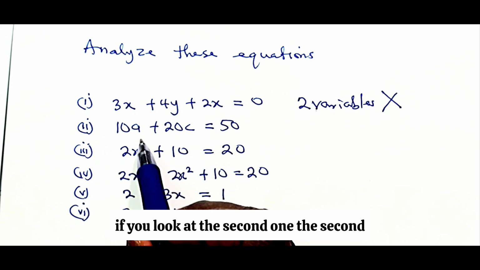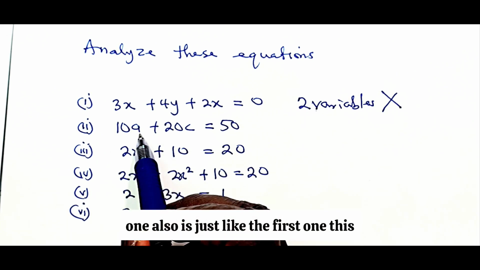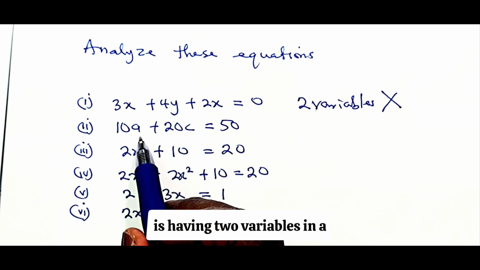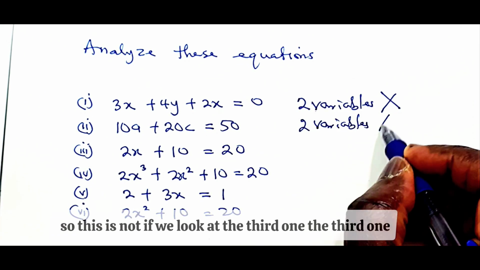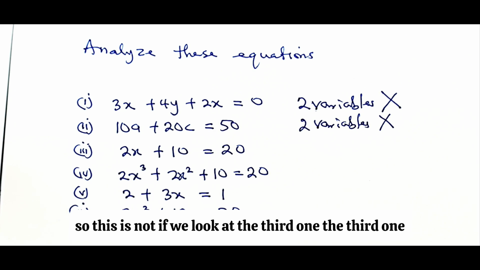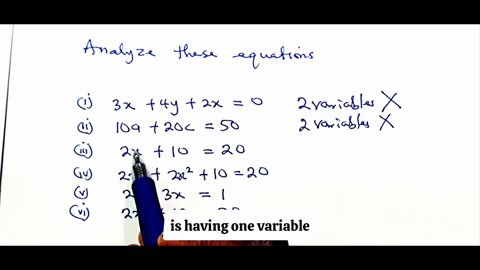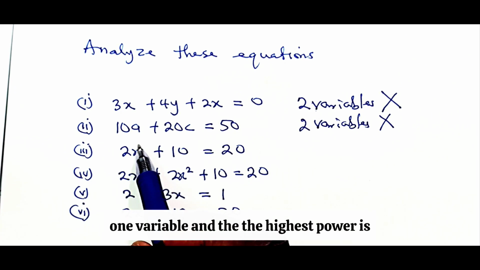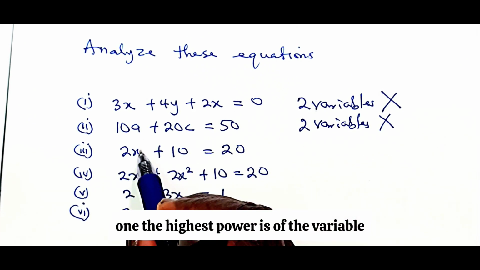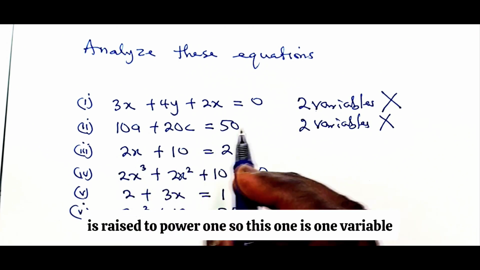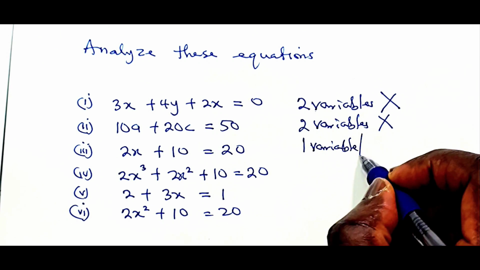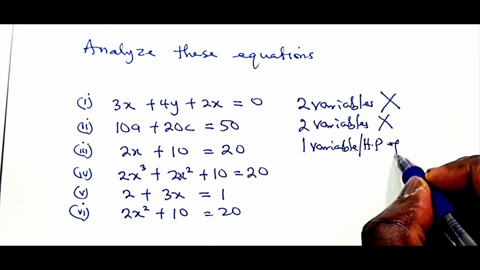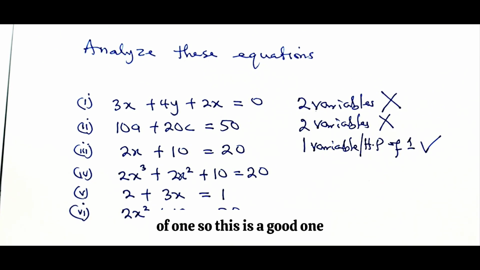If you look at the second one, it is just like the first one. This is having two variables, A and C. So this is not. If we look at the third one, it is having one variable, and the highest power is 1. The highest power of the variable is raised to power 1. So this one is one variable and highest power of 1. So this is a good one.